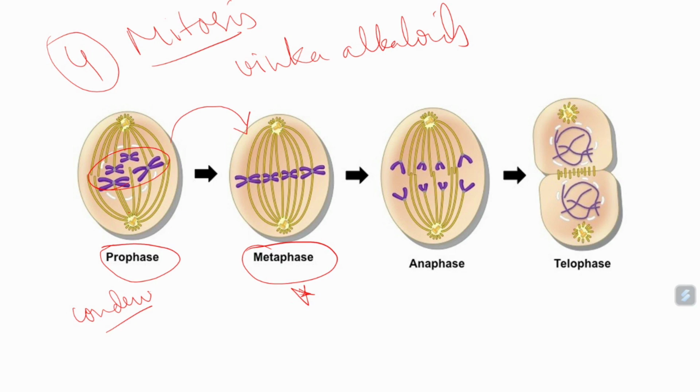In metaphase, all the chromatin molecules will come into one single line in the middle of the cell. When they come into one single line, what happens? Here we have centrosomes, or centrioles we call. From here, actin filaments will be sent to these chromatin molecules, and from both sides they will send these microfilaments.